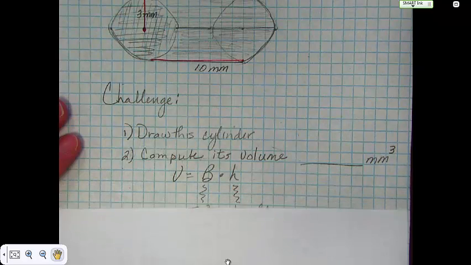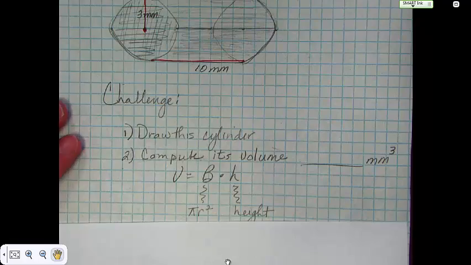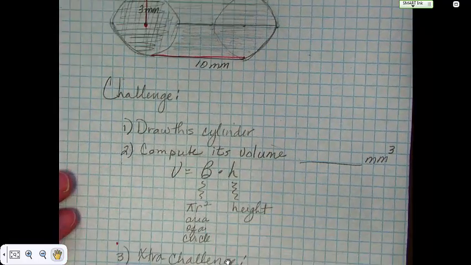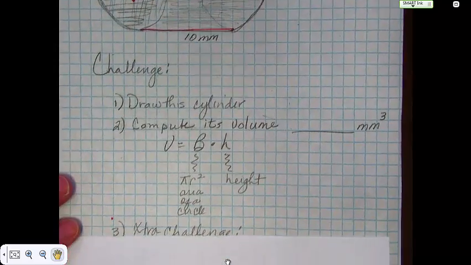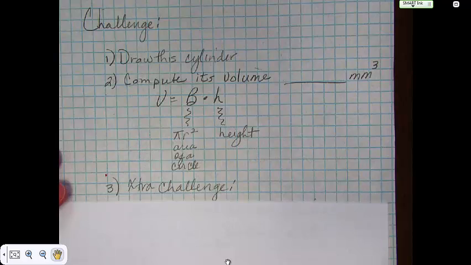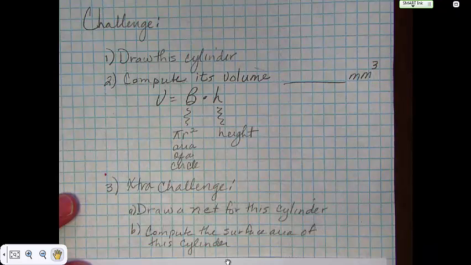Remember, volume of a cylinder is going to be the area of the base, which is a circle, times the height. Now, an extra challenge, if you would like to earn just a little bit of extra points, is take this cylinder, draw a net for it, and you remember what a net is. It's like you took it and you flattened it out, and then compute the surface area of the cylinder. Now, you have enough information to do that.